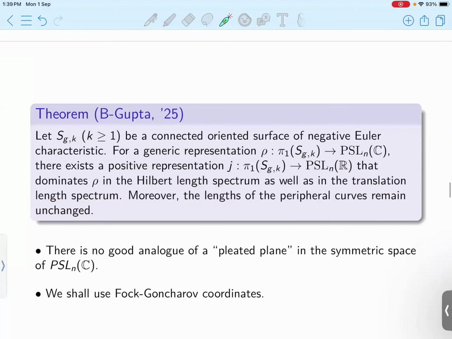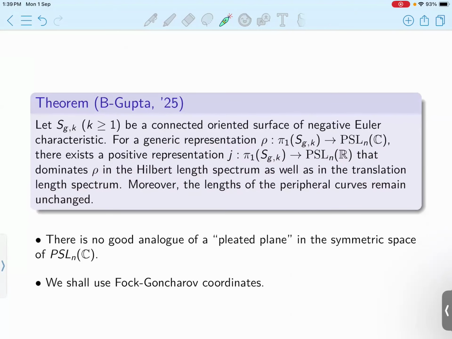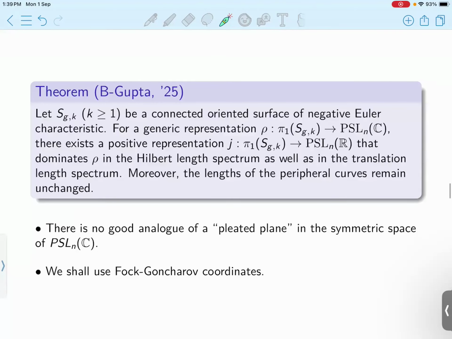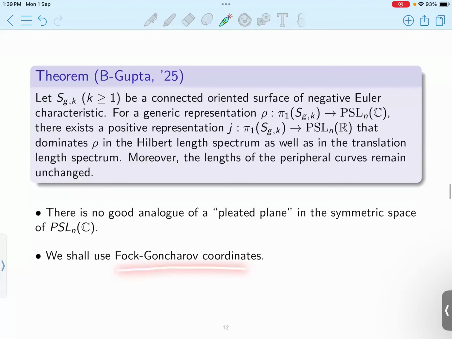Now, there is no good analog of a pleated plane in the symmetric space of PSL(n,C), so we cannot be geometric anymore. We have to be algebraic, and we'll use something known as Fock-Goncharov coordinates. I really don't have enough time to talk about these coordinates, but one can think of them as a generalization of Thurston's shear-bend coordinates. They parameterize a generic class of representations from pi1 S_{g,k} to PSL(n,C).